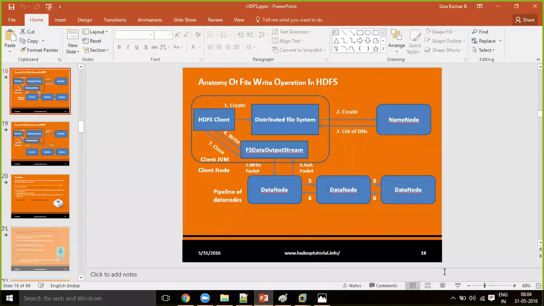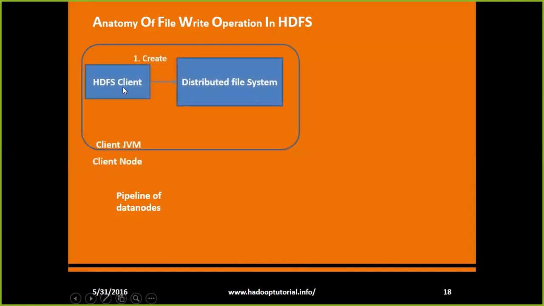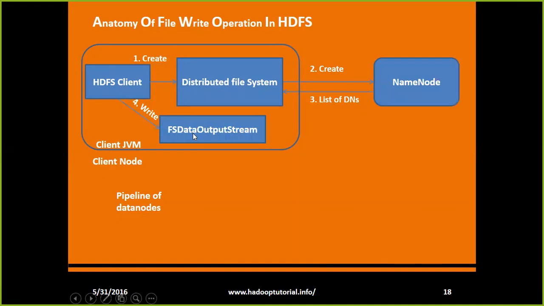And the same I have here, so let me try to make you understand. The HDFS client tries to create a file or write into a file. In terms of JVM, the distributed file system API will send a request to the name node to create the file, and it will send the list of data nodes, and it will open an FS data output stream object.